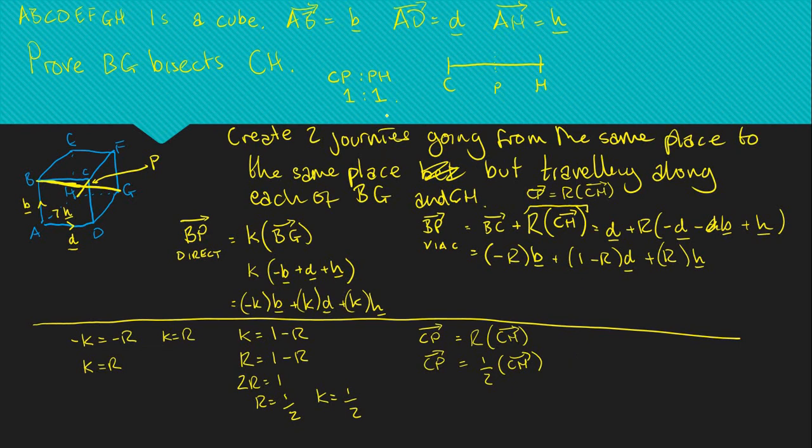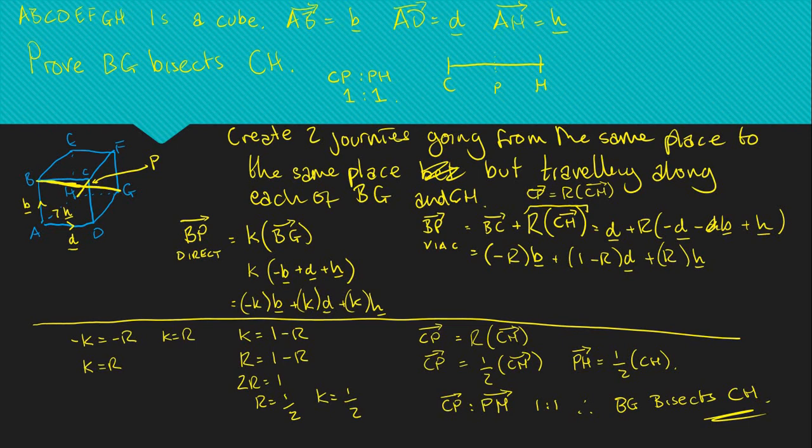Now, if C to P is equal to 1 half of C to H, then P to H must equal the other half of C to H. And so therefore you can see that C to P to H are in the ratio 1 to 1 because they're identical to each other. So therefore BG bisects CH. It's very, very challenging, but it's definitely interesting.